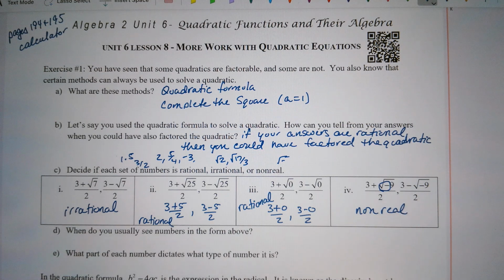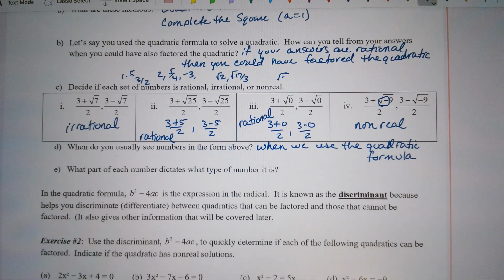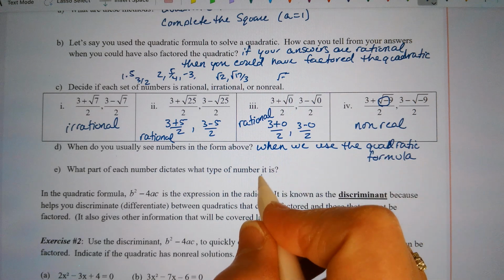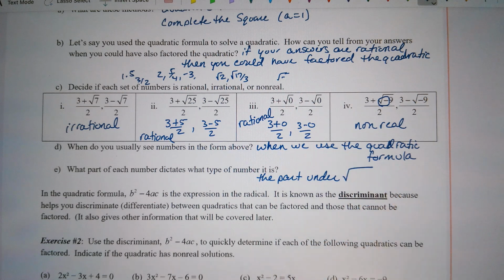When do we usually see numbers in this form? When we use the quadratic formula. What part of each number dictates what type of number it is? It's whatever is underneath the square root. The part under the square root symbol.